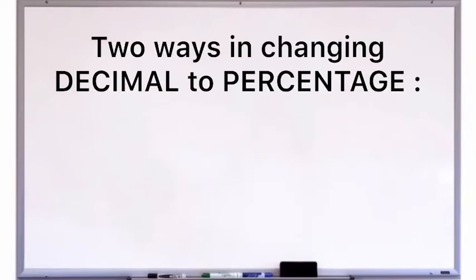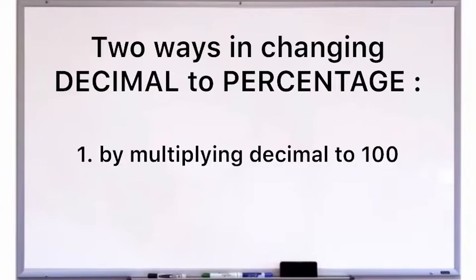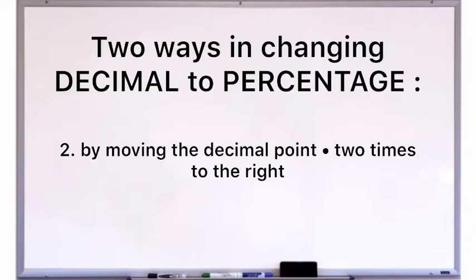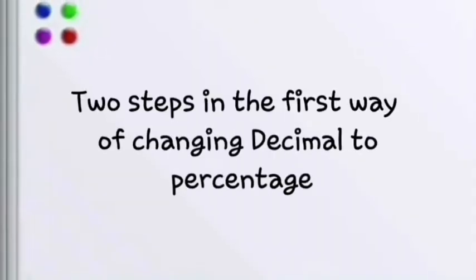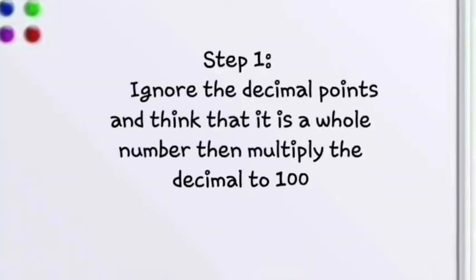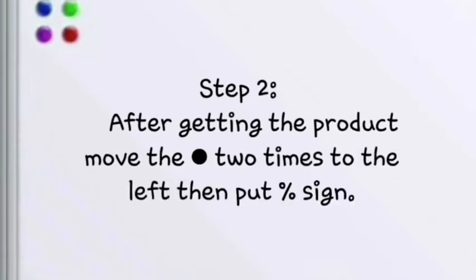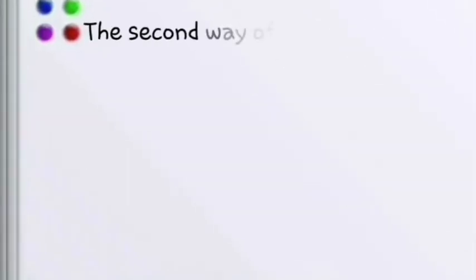There are two ways in changing decimal to percentage. 1. By multiplying the decimal by 100. 2. By moving the decimal point 2 times to the right. We have two steps in the first way of changing decimals to percentage. Step 1. Ignore the decimal point and think that it is a whole number, then multiply decimals by 100. Step 2. After getting the product, move 2 times to the left, then put the percent sign.